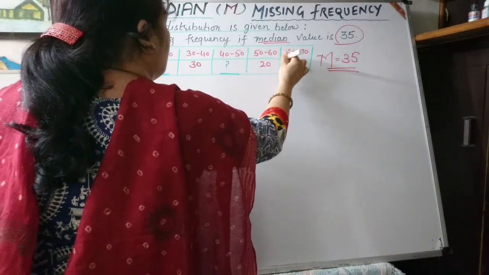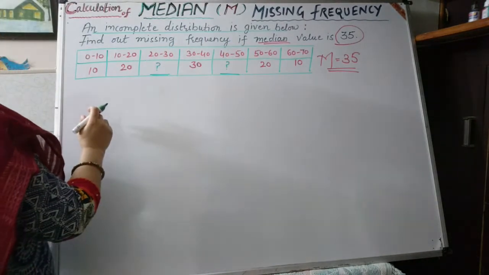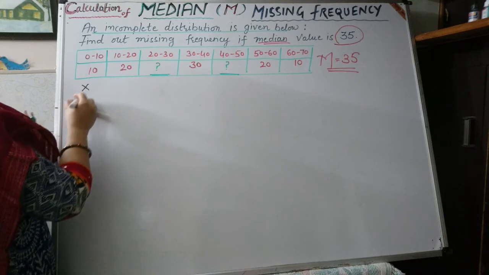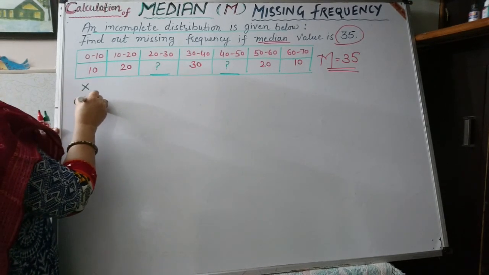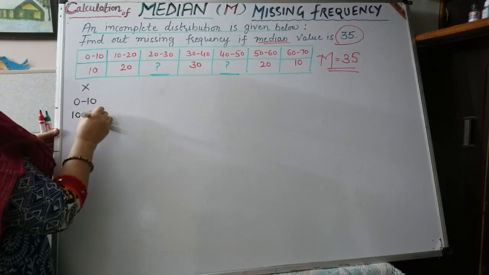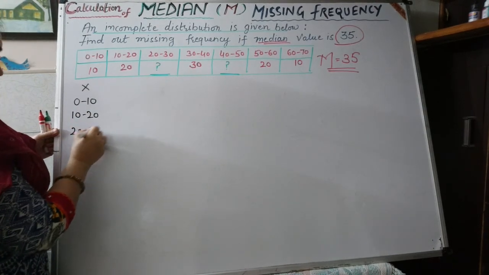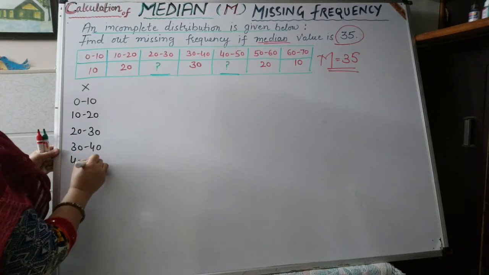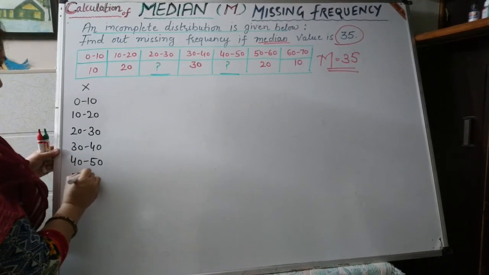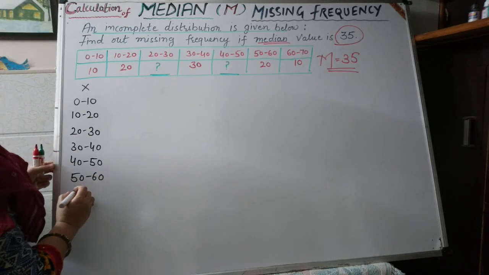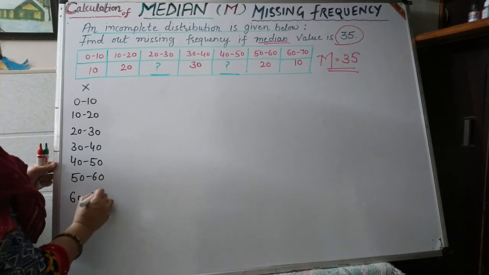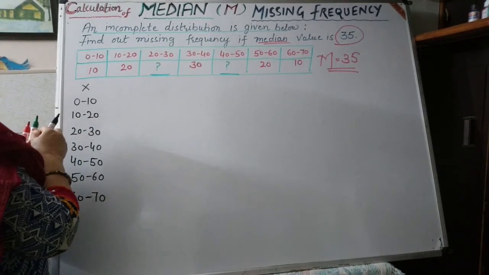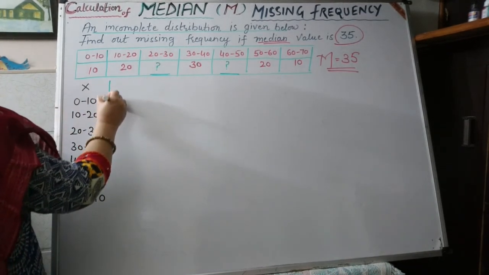So all the class intervals are in ascending order. Let us write down. Class intervals are 0 to 10, 10 to 20, 20 to 30, 30 to 40, 40 to 50, 50 to 60, and the last one is 60 to 70. Class intervals are in ascending order, and moreover class intervals are equal also.